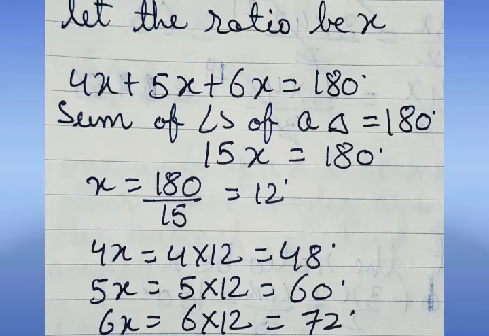Now next, calculate the angles of a triangle if they are in the ratio 4:5:6. So let the ratio be x. Again 4x plus 5x plus 6x is equal to 180 degree. You know the reason, sum of angles of a triangle is equal to 180 degree. So 15x is equal to 180 degree. X is equal to 180 by 15 equal to 12 degree. So now 4x is equal to 48, 5x is equal to 60, and 6x is equal to 72 degree.